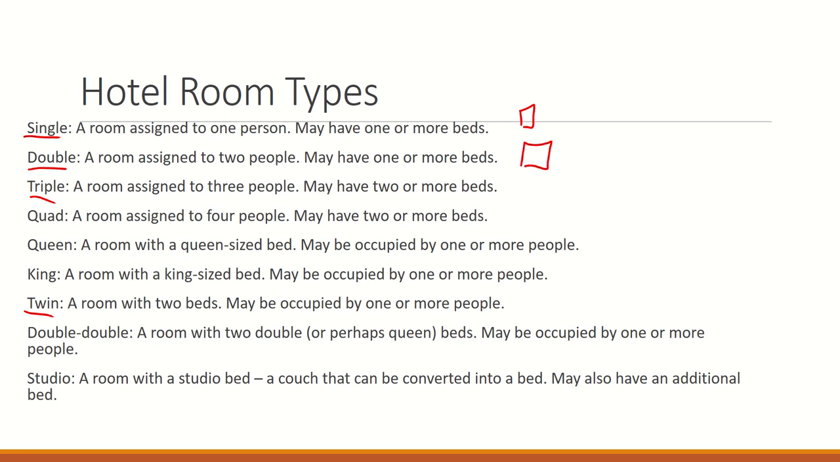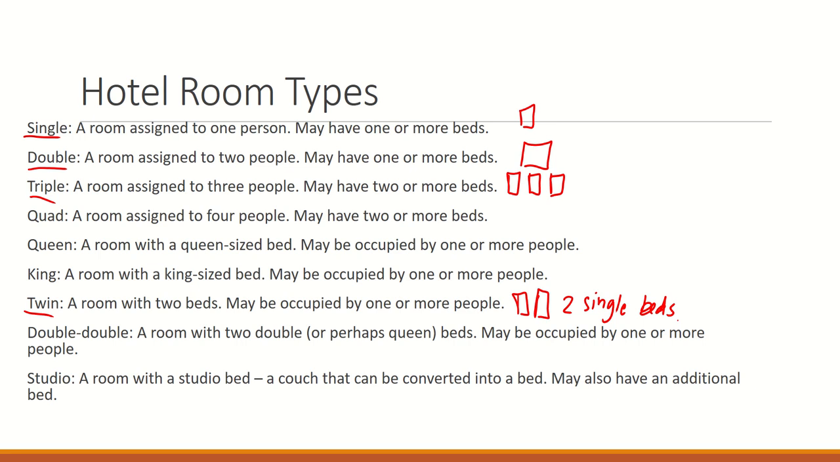Double means two, but here it means a bed 2 times bigger than the single bed. It does not mean there are 2 beds. Twin means single beds, 2 single beds in one room. Then triple means 1, 2, and 3, right? So that's it. Next one is queen and king.